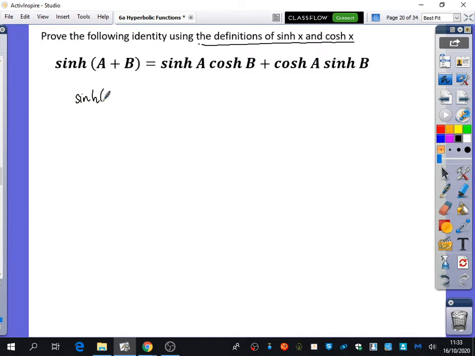So we're going to do the sinh of a plus b from the definitions. So what would the sinh of a plus b look like from the definitions? It would be a half e to the a plus b minus e to the minus brackets a plus b. Good.